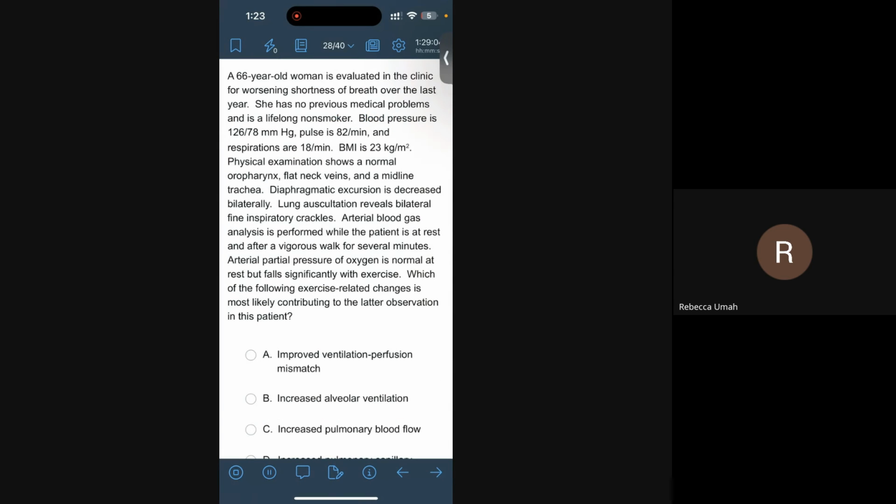Okay, which of the following is most likely contributing to the later observation in this patient?